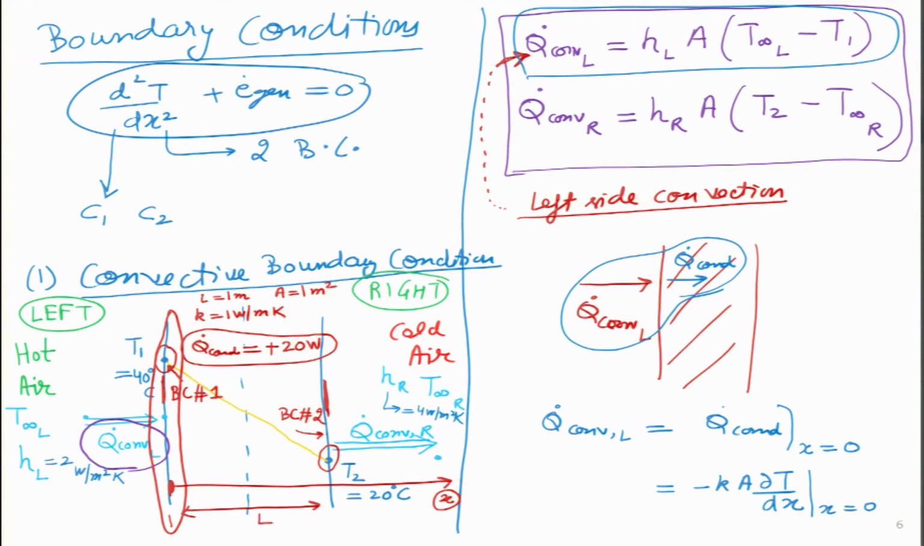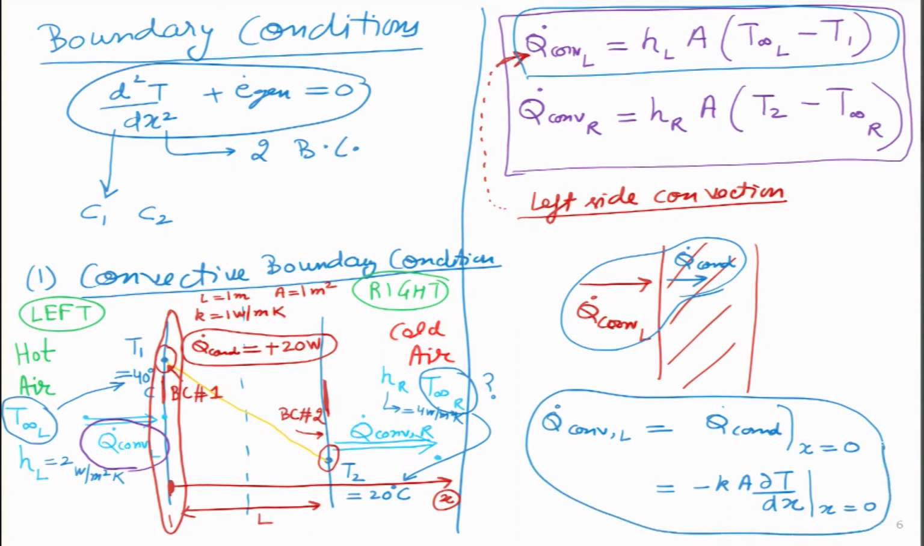And what I want to do is a reverse condition. I want to figure out what is the value of T infinity L, which will allow me to have a T1 value on the wall as 40 degree. And on the right hand side, I want to figure out what is the value of T infinity R, which will allow me to have a T2 value of 20 degree. Both these answers I will get by doing this particular solution. If I solve this energy balance, then I will be able to get T infinity L and T infinity R. So, next slide, let me go ahead and do that.